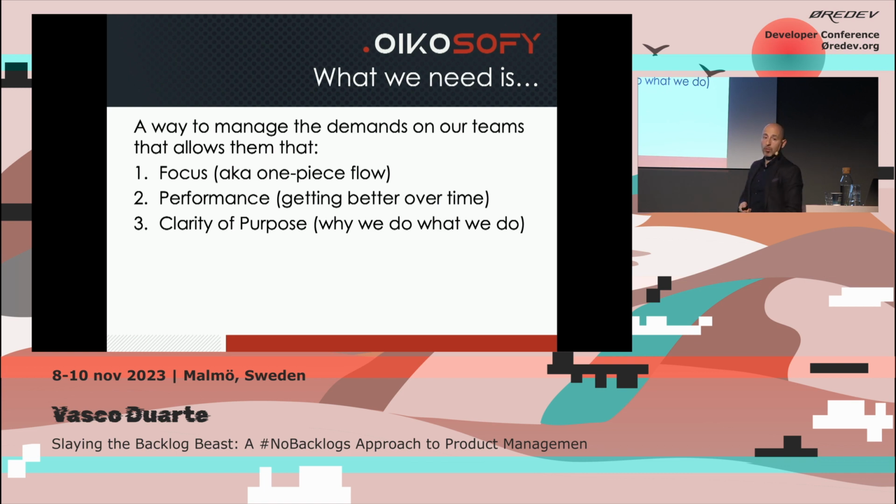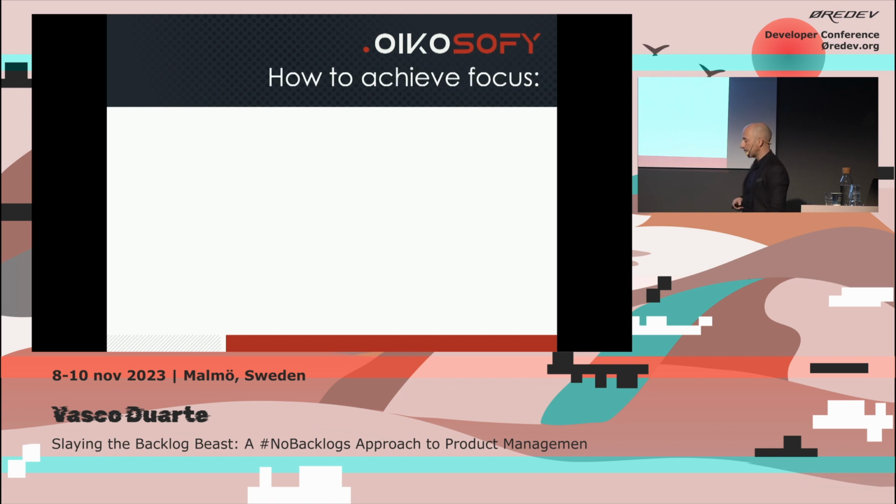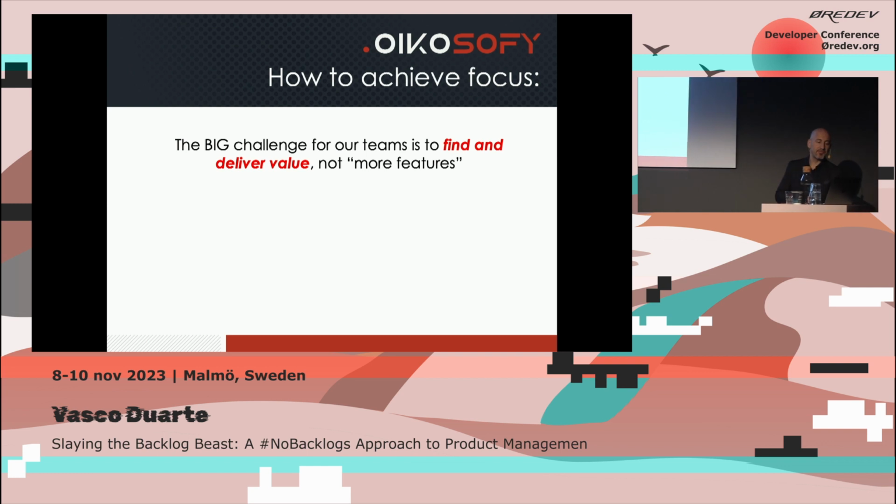Clarity of purpose. Why do we do what we do? So that we can make decisions quickly. And value-driven way of working. So measuring the impact of our work, AKA the actual feedback cycle, right? Testing is not the most important feedback cycle. It's a critical cycle, but the most important feedback cycle is actually showing something to the users, to the market, and getting the feedback on that. So how do we achieve that? So the first big challenge is find and deliver value, not more features.